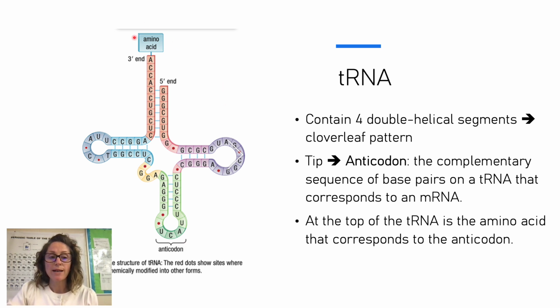Lastly, we have the amino acid that is attached to the top of the tRNA. And this is going to correspond to whatever codon it is coding for on the mRNA. So whatever mRNA that this is going to complement, this is the amino acid being coded for on the mRNA.